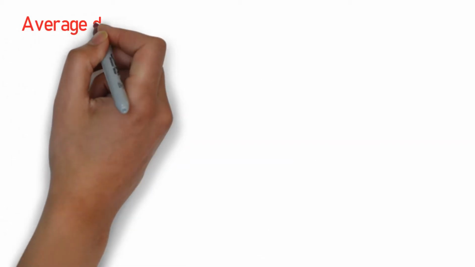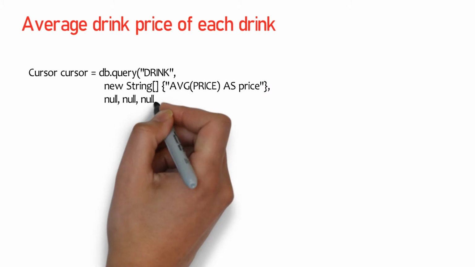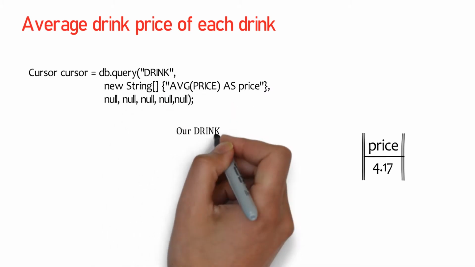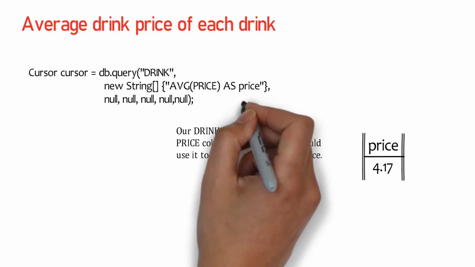If the drink table contained an extra price column that gave the price of each drink, you could find out the average drink price using the SQL average function to find the average value of the price column. Our drink table doesn't contain a price column, but if it did, we could use it to get the average drink price.